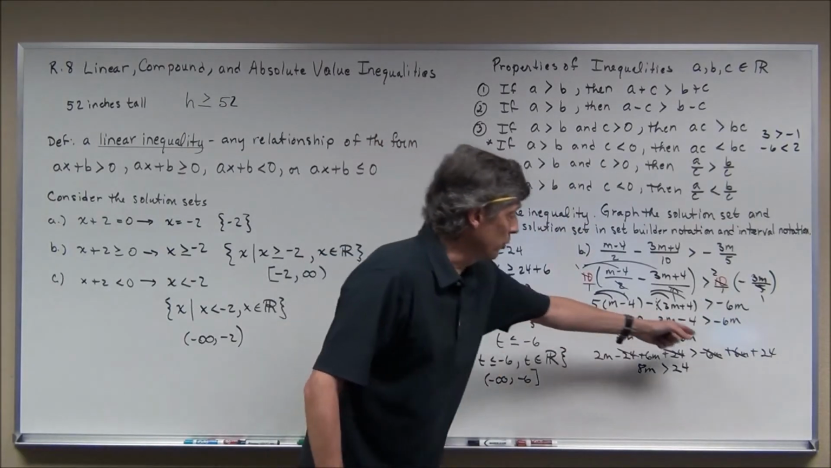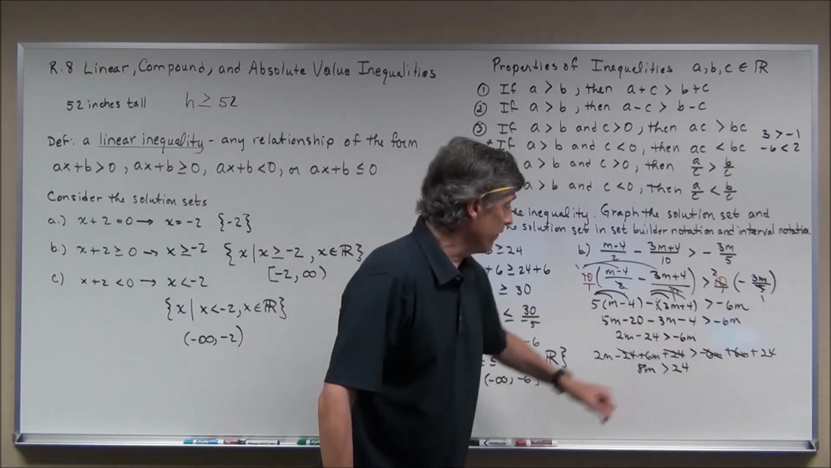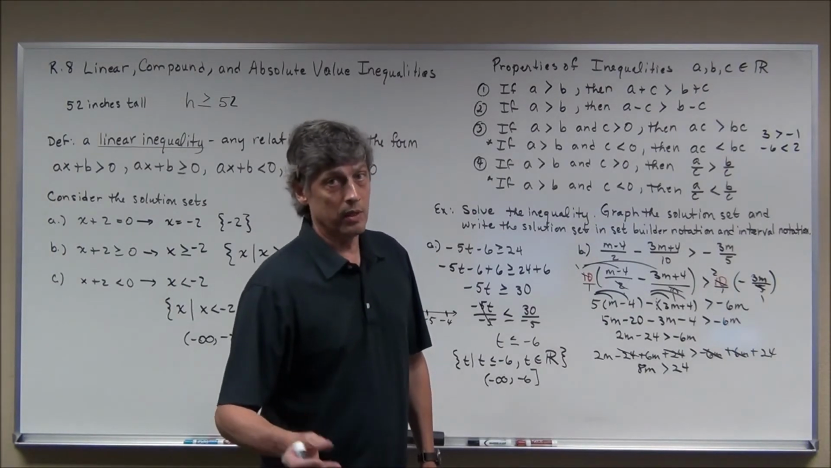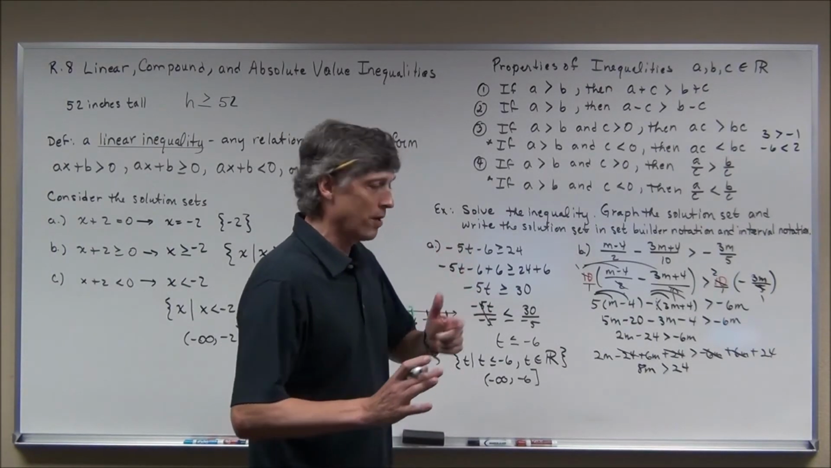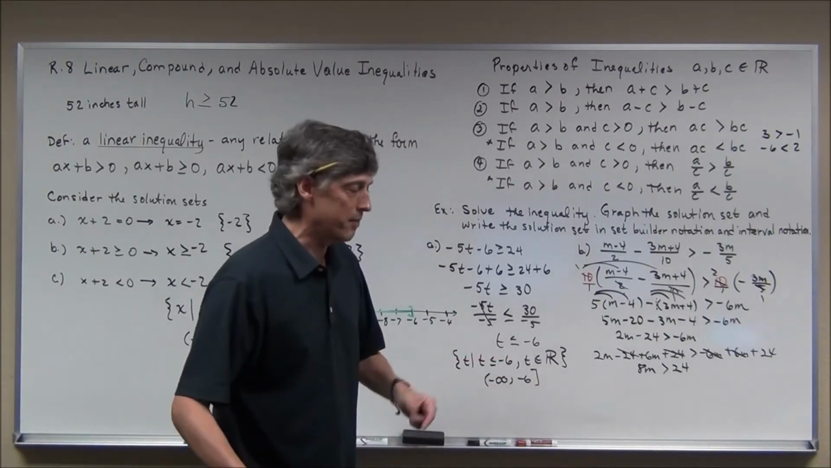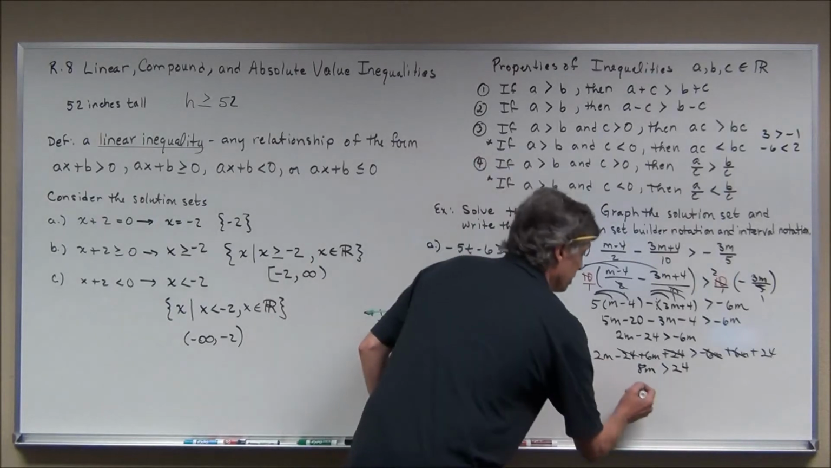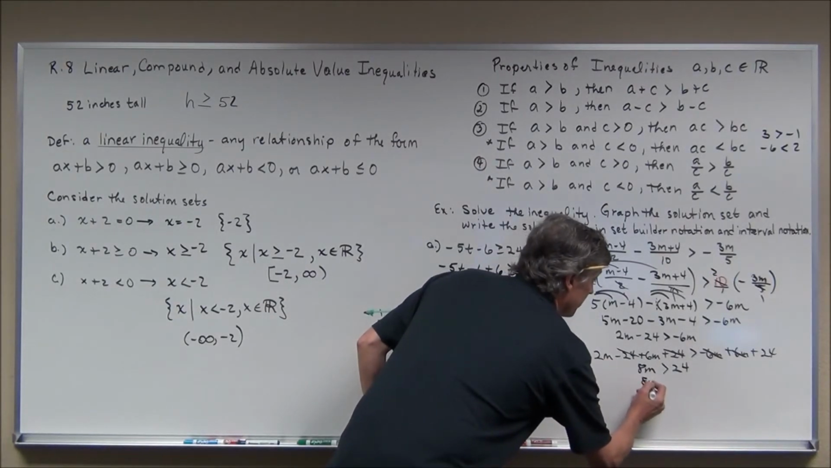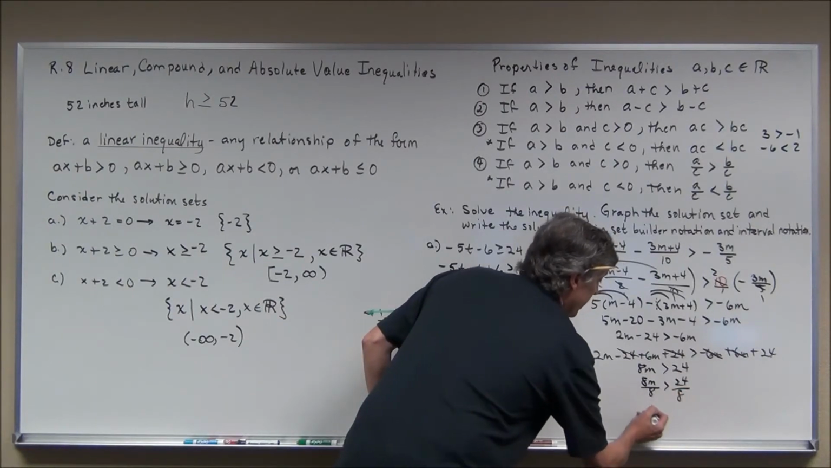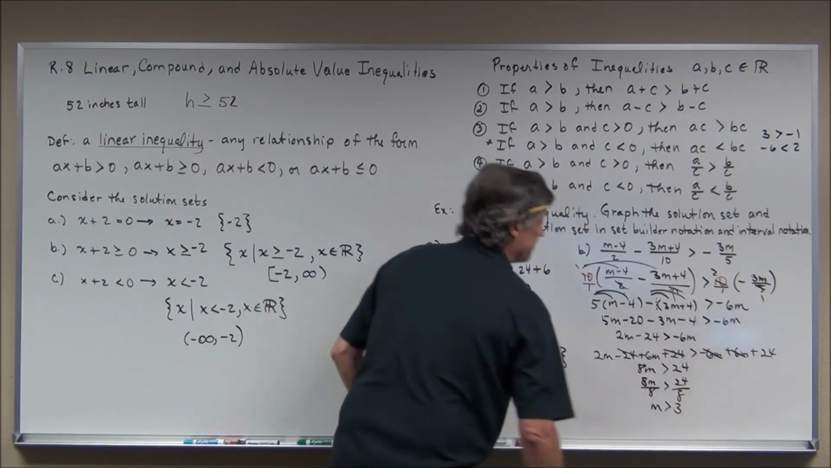If you were to subtract 2m from both sides, then you're going to end up with a negative 8m on the right, and then you're going to have to divide by a negative 8 and reverse the order. You probably won't forget to reverse the order, but it's just one extra step that you might make a silly mistake on. I'm going to finish this off by dividing both sides by 8, a positive number. And I have m is greater than 3.